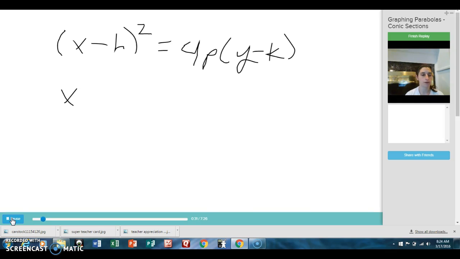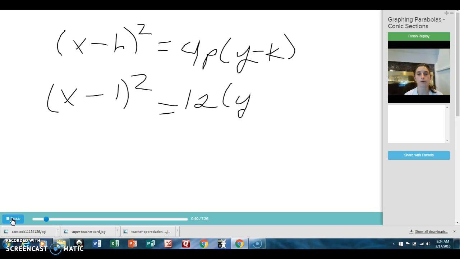So let's start with an equation. I'm going to do x minus 1 equals 12, and then we'll have y plus 3. The first thing I recommend you do is identify which way the parabola opens. Because this 12 is positive, the parabola is going to look something like this. If it were negative, it would be like a frowny face.